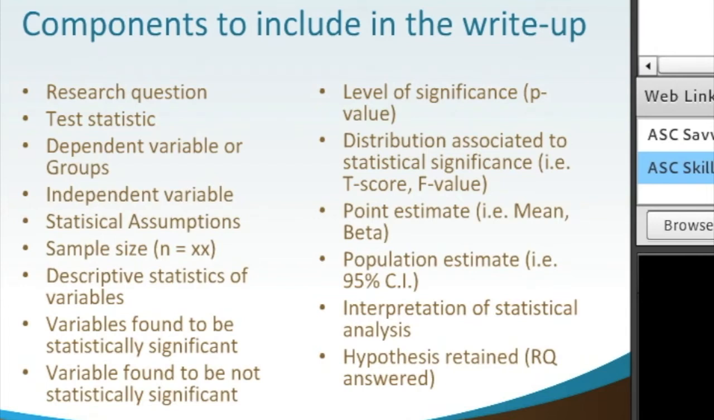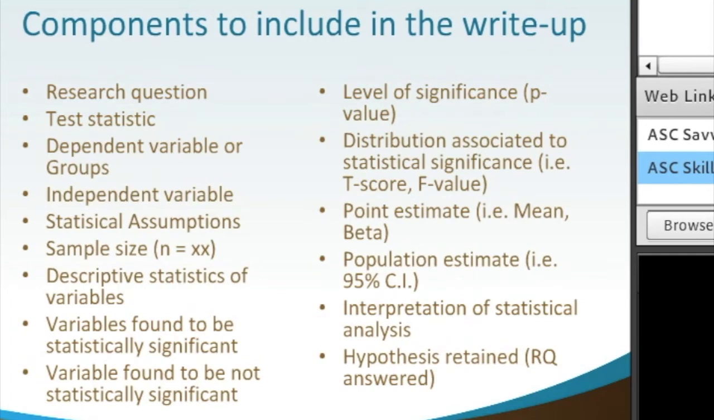As for those of you who run SPSS, it puts out table after table after table with plenty of information. There is a distribution associated to the statistical significance of that p-value. And for those of you who've run SPSS, you've probably seen it. It's either a t-score or an f-value. It's important to include that distribution in the same sentence as the p-value result or the sig-value result.